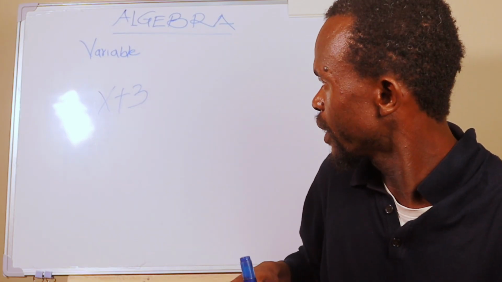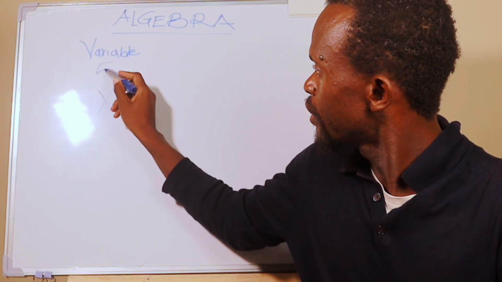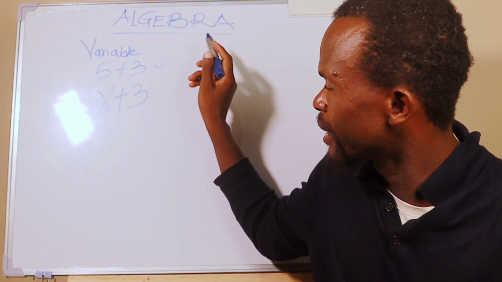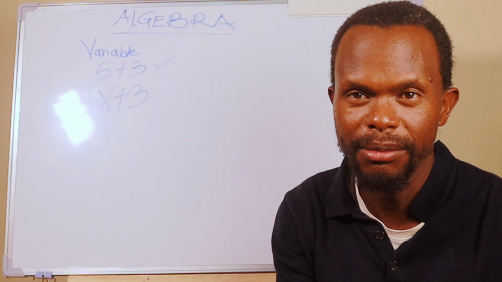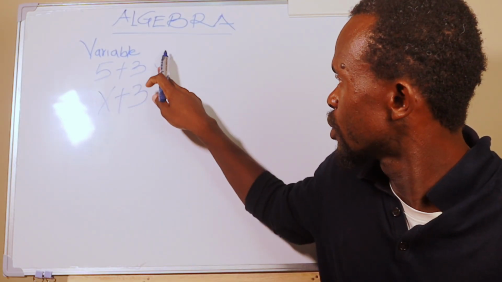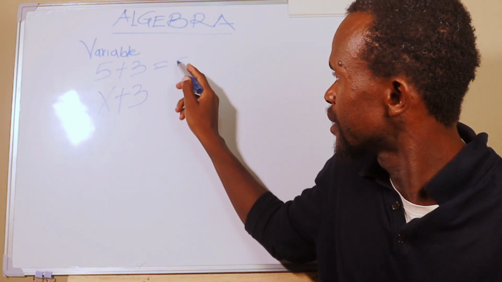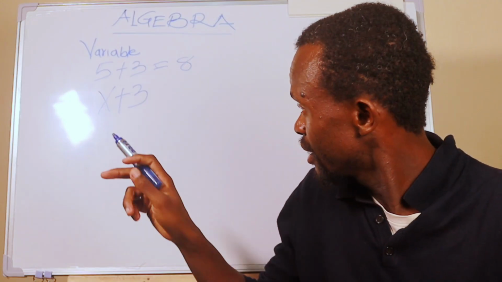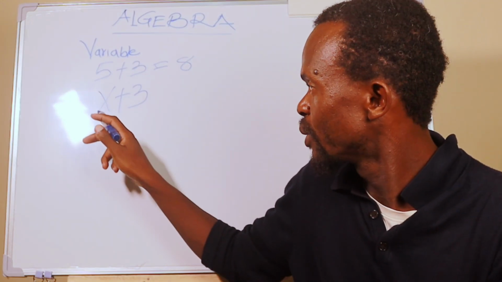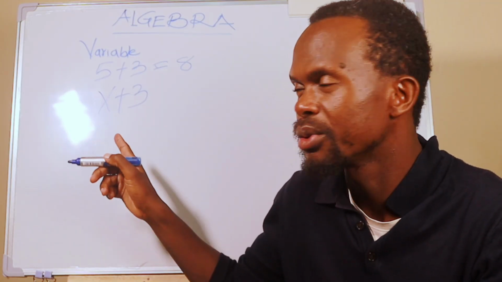For example, we have an equation 5 plus 3. Now this is mathematically correct because it is complete. If you're taught to calculate this, it will be very simple because you're going to say 5 plus 3 is equal to 8. But in the second equation, it might be very hard to find it because we don't know the value of x. So we're going to see how we can assign a number to a variable.